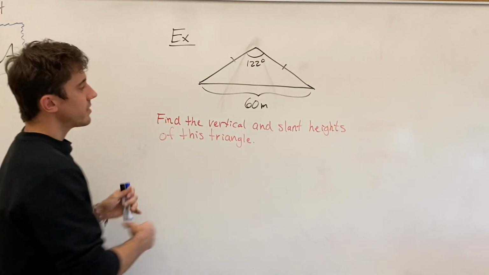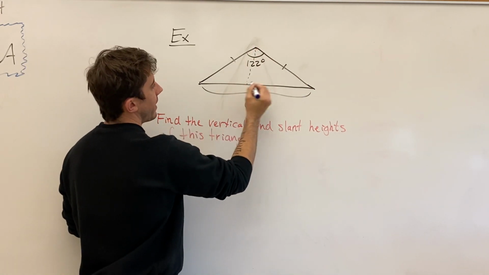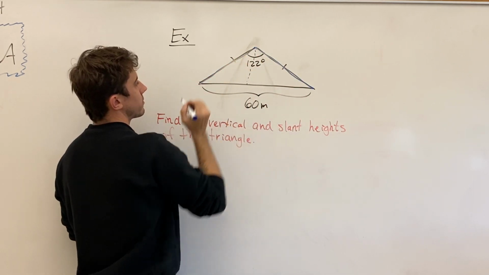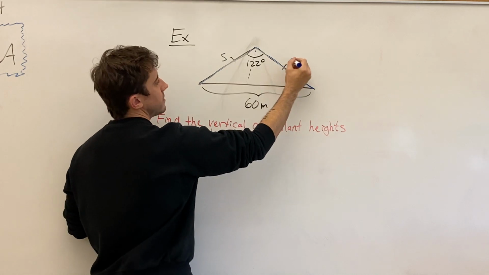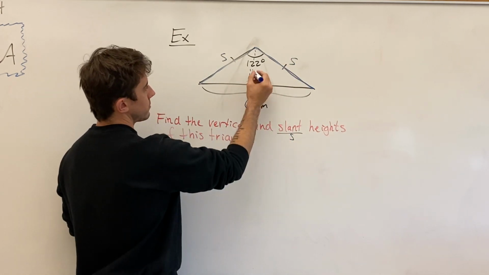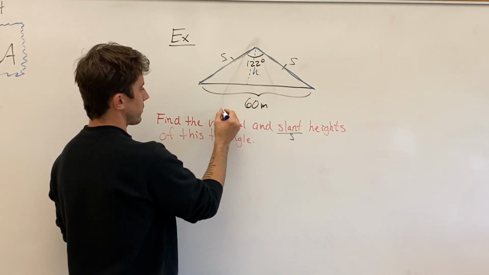And we're being asked to find the vertical and the slant heights of this triangle. Okay, so we'll call these S for slant heights, S, and of course we'll call this H for, well, the vertical height.